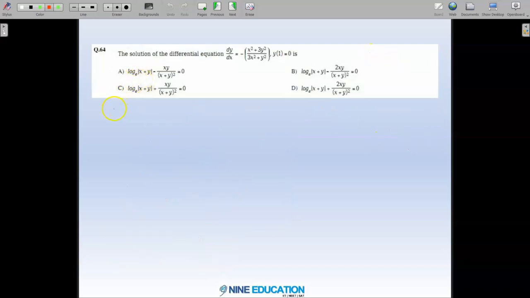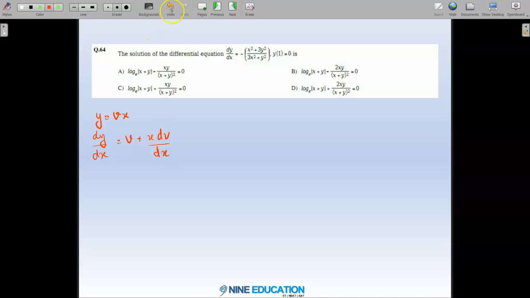Question number 64 is, the solution of the differential equation dy by dx equal to minus x square plus 3y square divided by 3x square plus y square, where y1 is equal to 0 is. So this type of question is basically a homogeneous differential equation where we can substitute y is equal to vx and dy by dx equal to v plus x dv by dx.